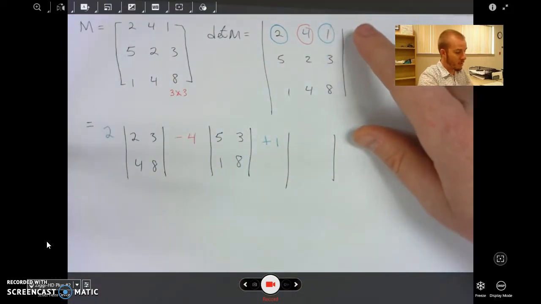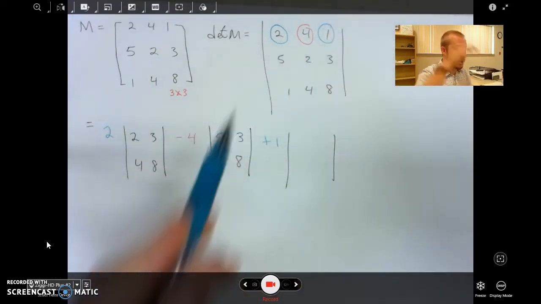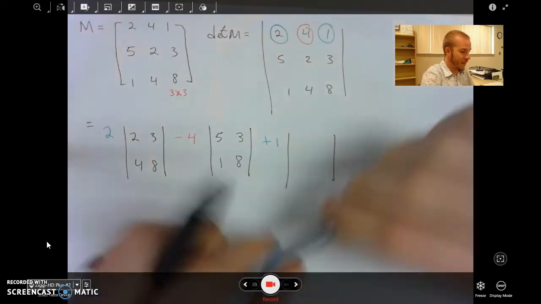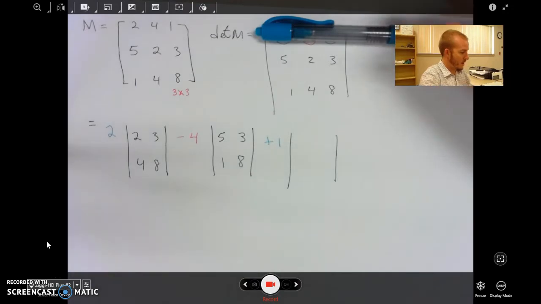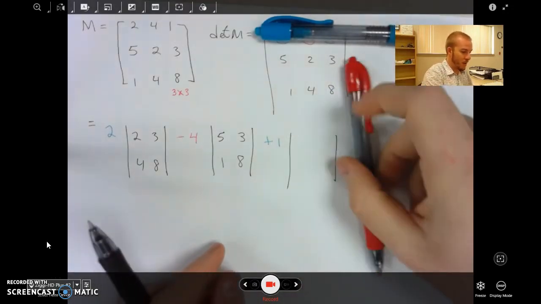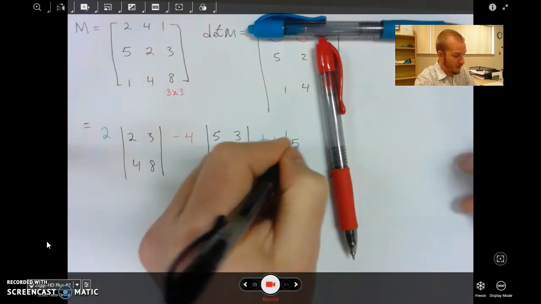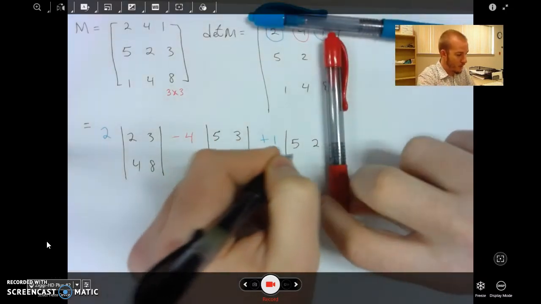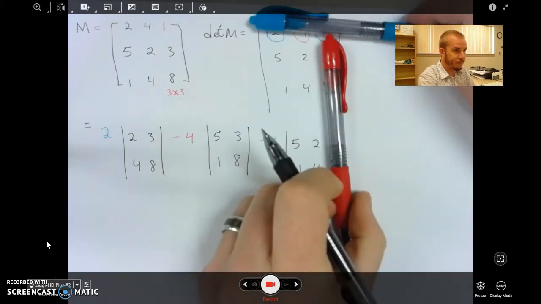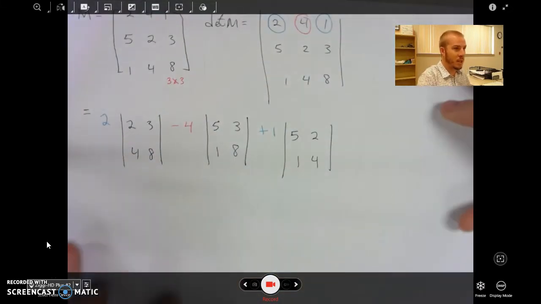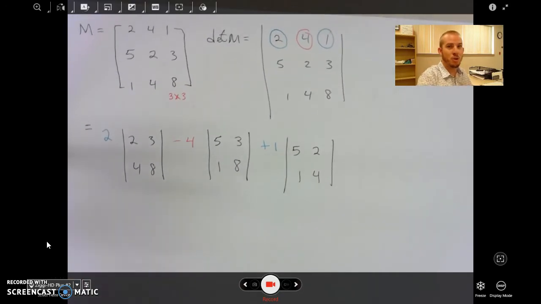Now notice that this is just going to be plus 1 times that. So really all you're doing is the determinant of the 2 by 2 matrix that it has. So if we block out its row and its column, we're going to get that 2 by 2 matrix. So 5, 2, 1, 4. Okay? And that's it. We're going to do the algebra on this pretty quickly, and you'll be able to do this now for any 3 by 3 or larger matrix.